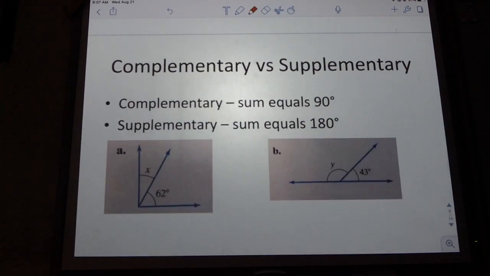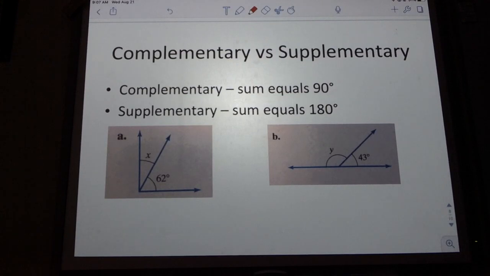All right, last thing. Just something totally out of the blue thrown in here. Complementary and supplementary. We know these words. Have we seen them before? Do we remember them? Okay. How do we remember complementary? Anybody know? How do we remember that means 90?